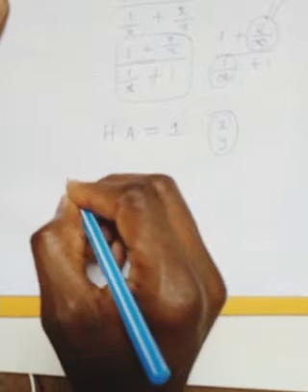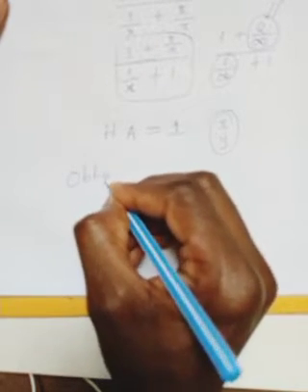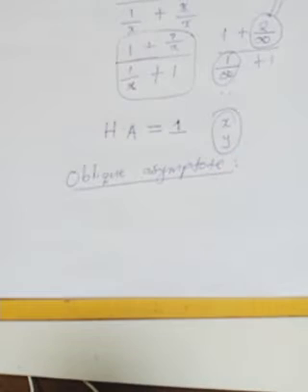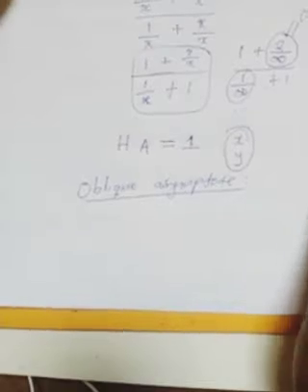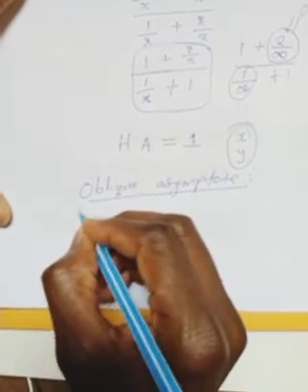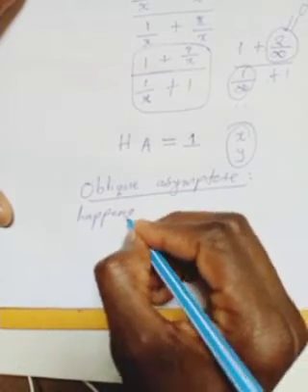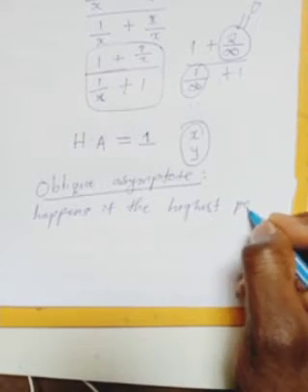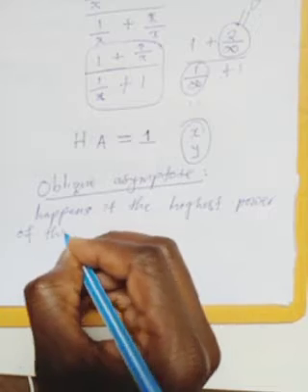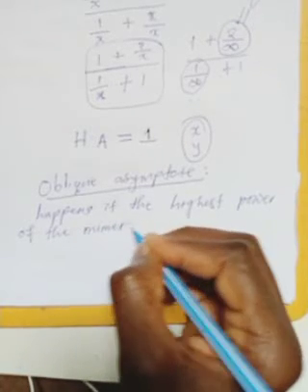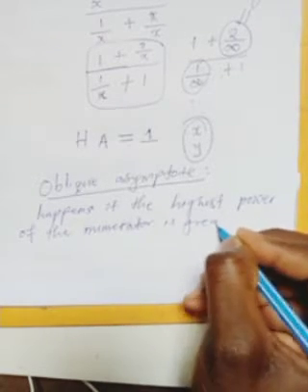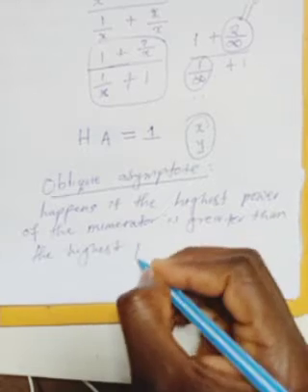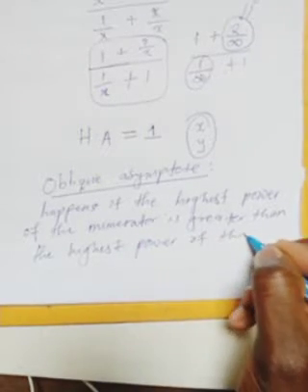Right, so the last type of asymptote is what we call the oblique, or rather slant, asymptote. This one happens if the highest power of the numerator is greater than the highest power of the denominator. What does it mean? So I'll say the oblique asymptote happens if the highest power of the numerator is greater than the highest power of the denominator.